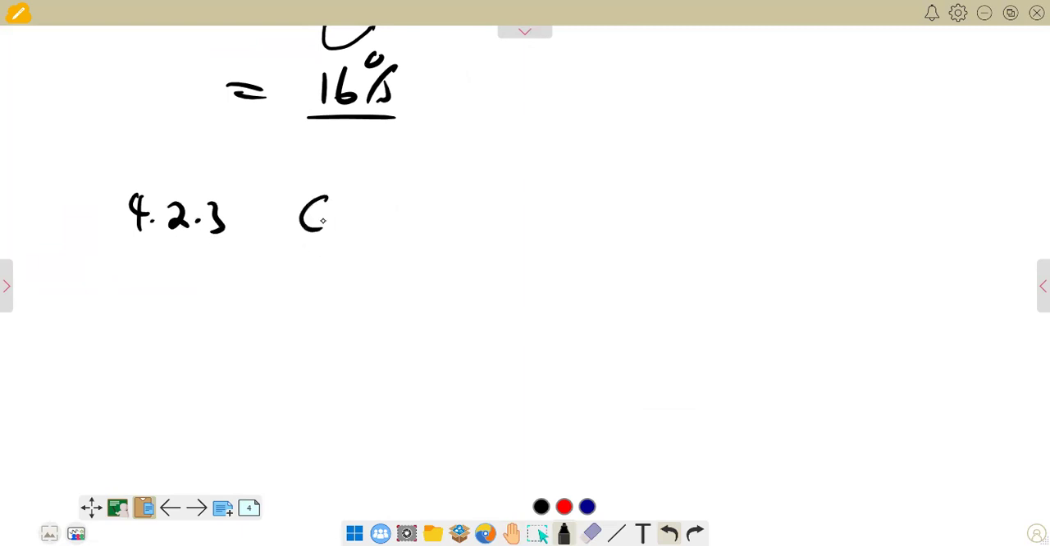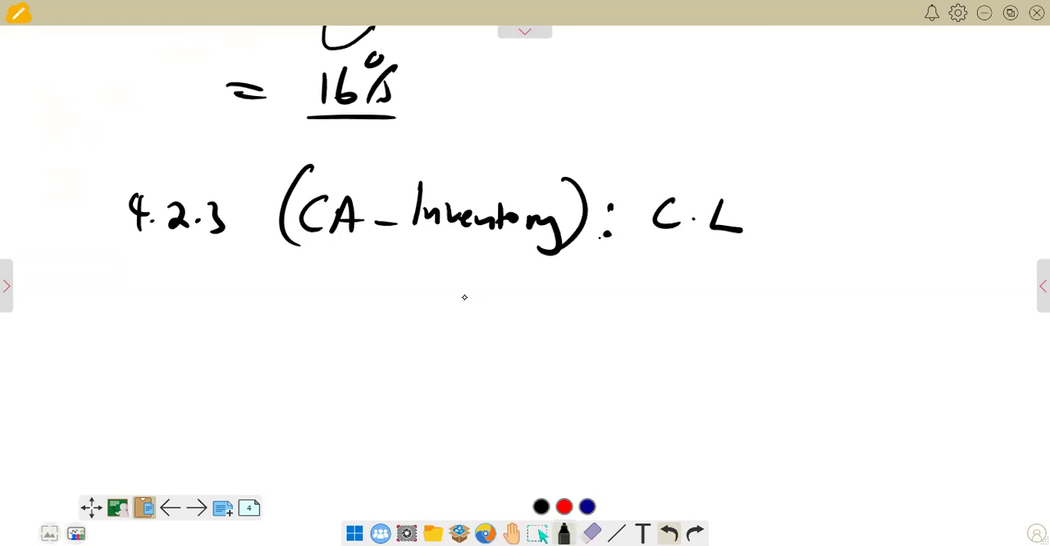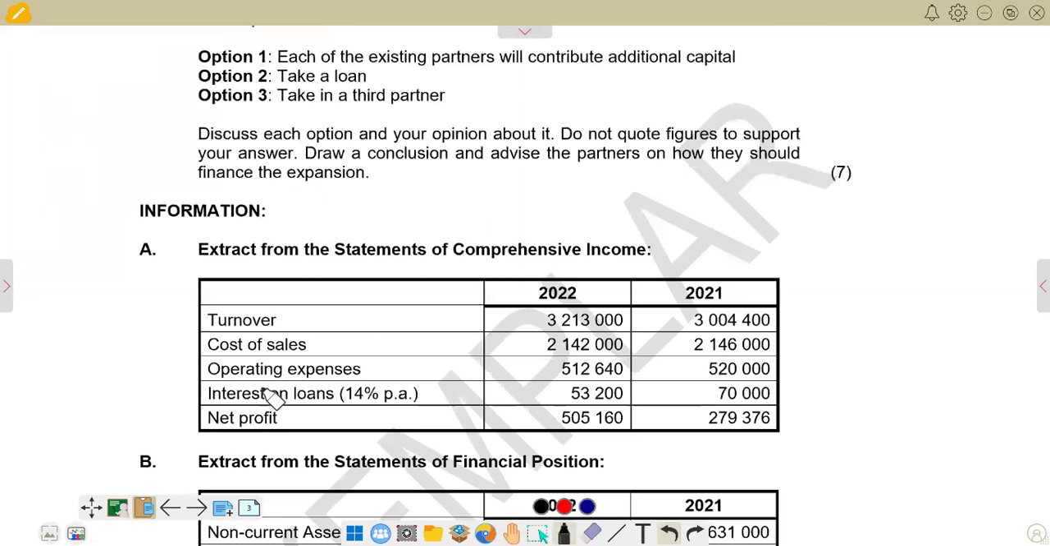The formula is current assets, we subtract inventory, and the answer that we get, we make it as a ratio of current liabilities. So this is what we have. We just check our figures there in terms of current assets, inventory, and current liabilities. Go there and try to see what we get in terms of those figures.